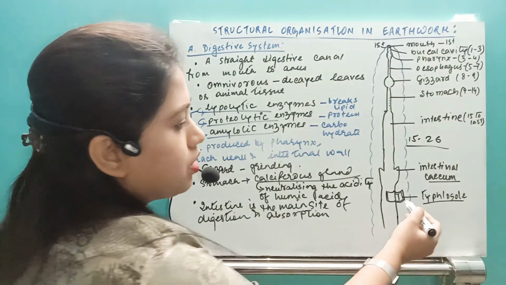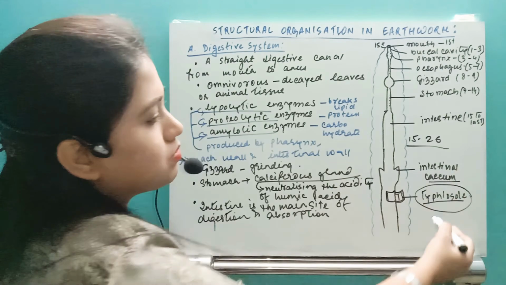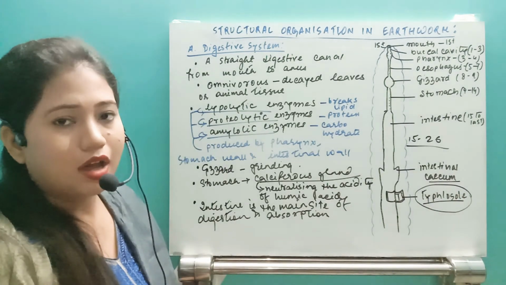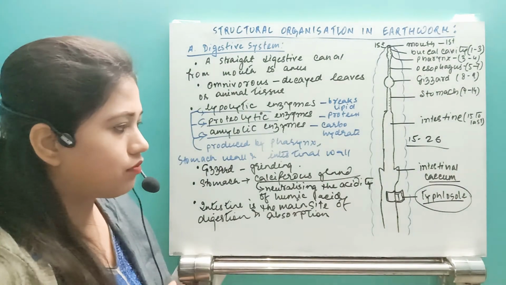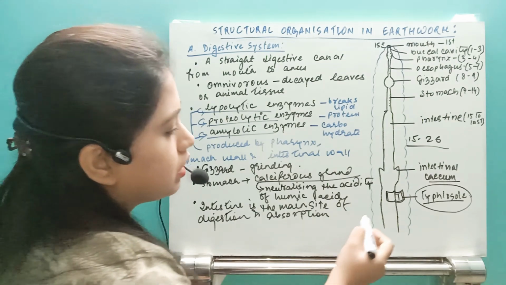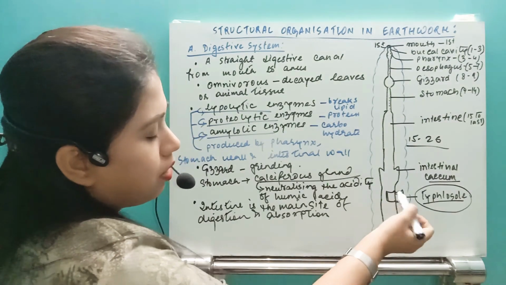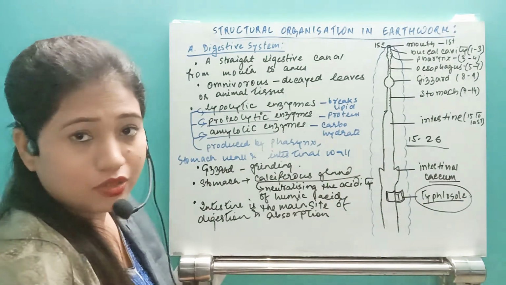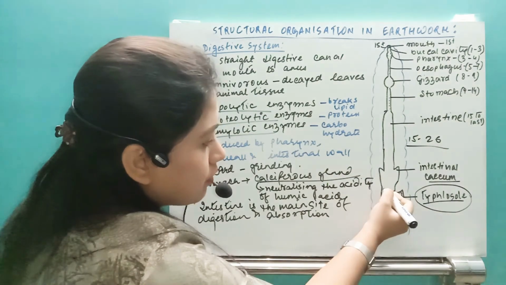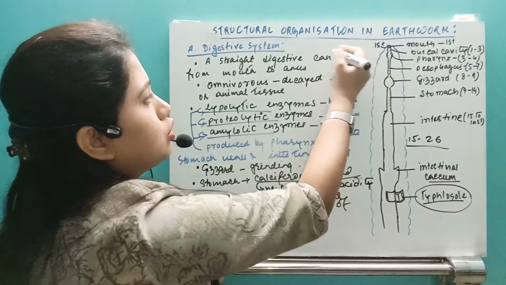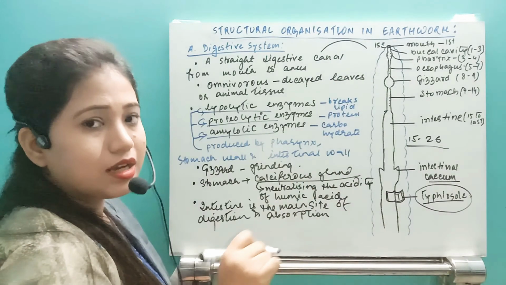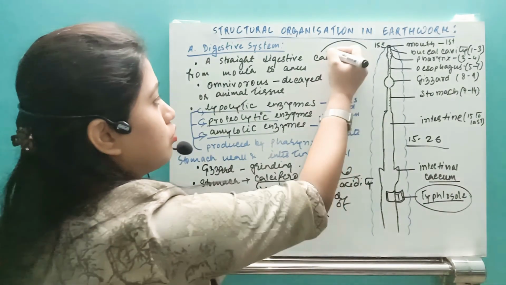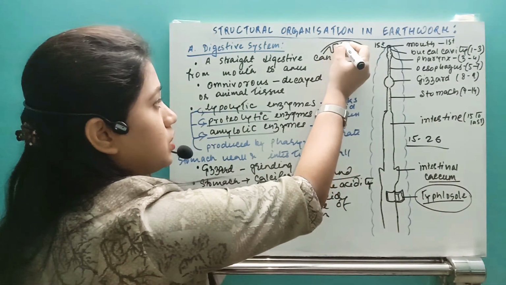Now whenever the food goes to the next segment, that means after the 26th segment, what happens? See here, in the typhlosolar region, what do they have internally? If you see, this is suppose the lumen, right? Internally, this lumen is going to have some invaginations.